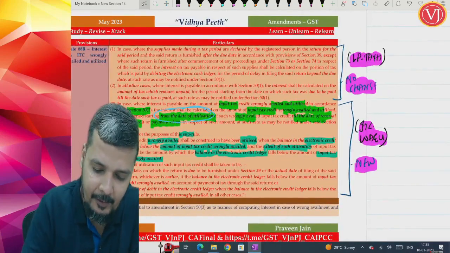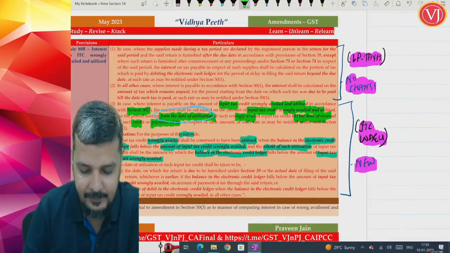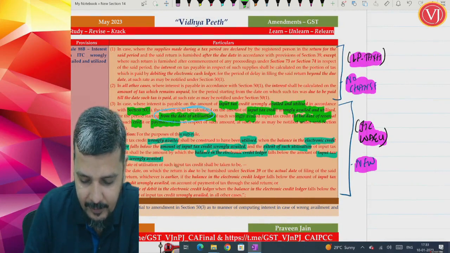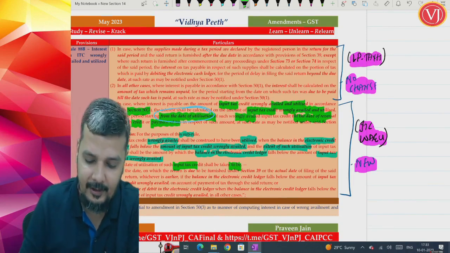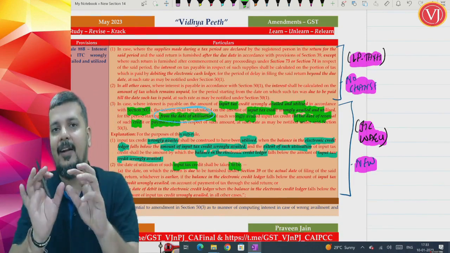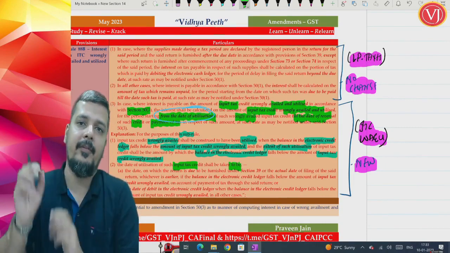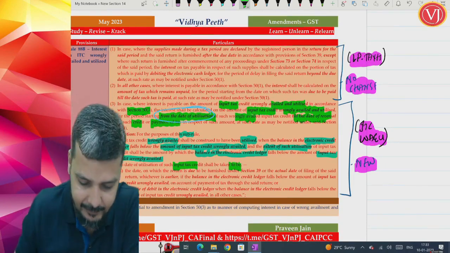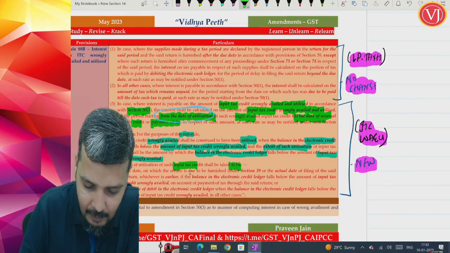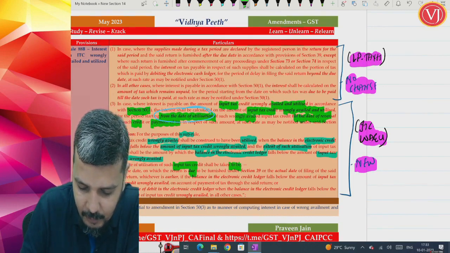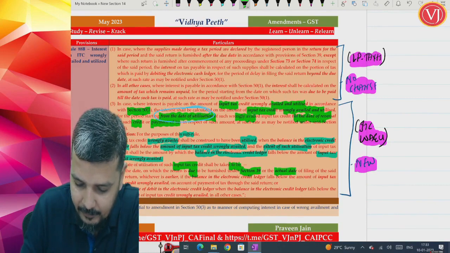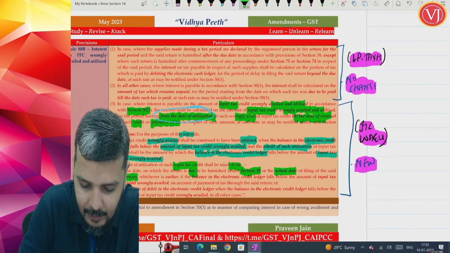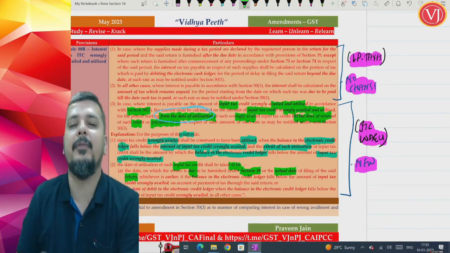There is another point in the same explanation. The date of utilization of such input tax credit shall be taken to be, when this credit is understood to be utilized. What is the exact date of it? Now you have roughly understood that it will be December 2023. So what is the exact date? The date on which the return is due to be furnished under section 39 or the actual date of filing of the return. If you are reversing the ITC in the return, that is the simple understanding.